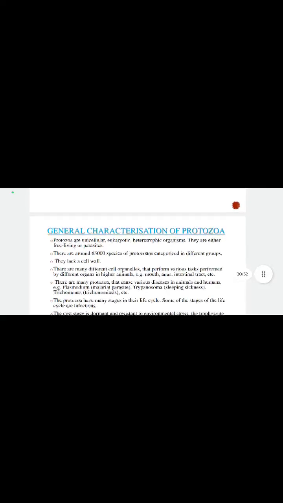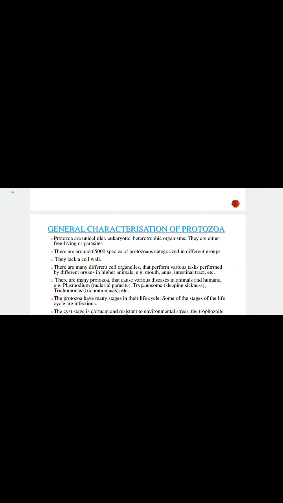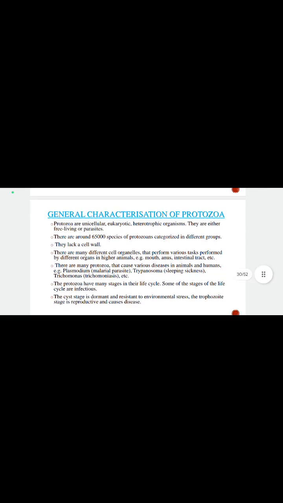Then next we move to the general characterization of protozoa. Protozoa are unicellular eukaryotic heterotrophic organisms. They are either free living or parasites. There are around 65,000 species of protozoans categorized in different groups and they lack a cell wall. There are many different cell organelles that perform varied tasks performed by different organs in higher animals, for example, mouth, anus, intestinal tract, etc.